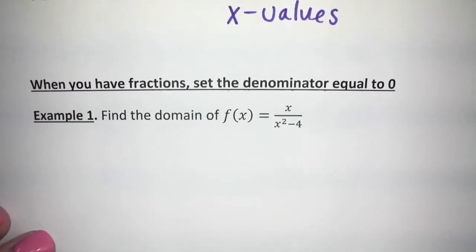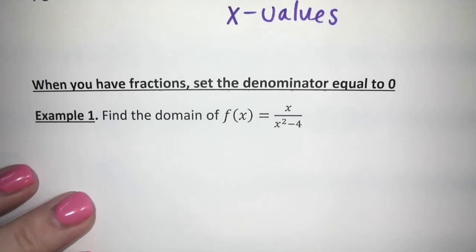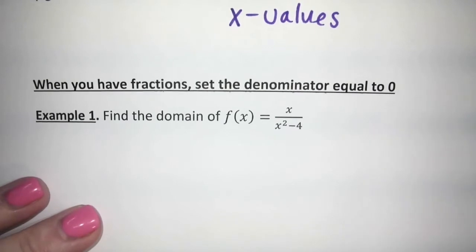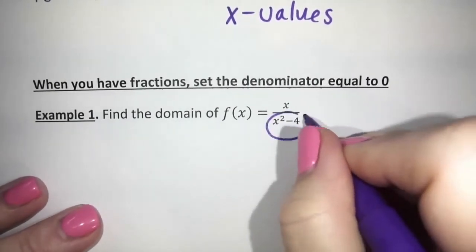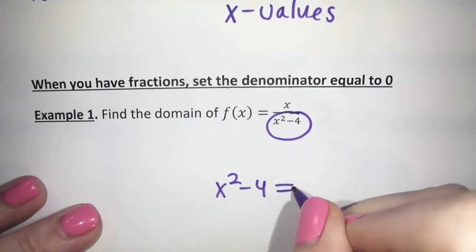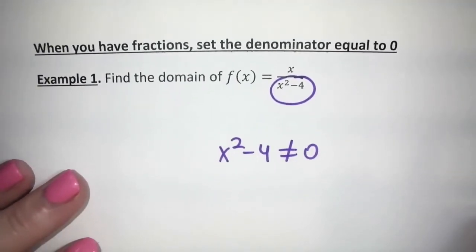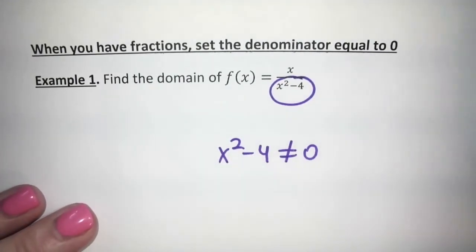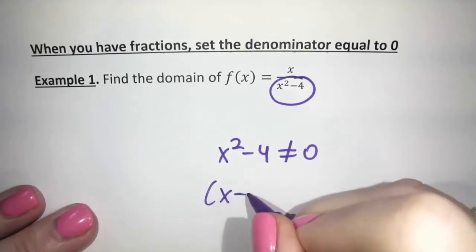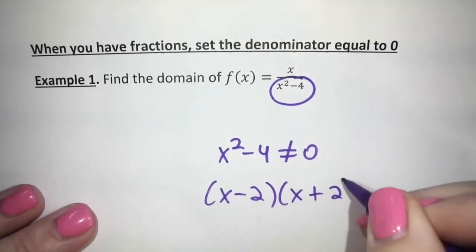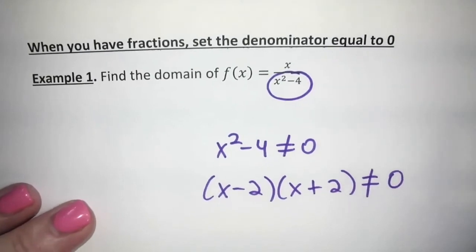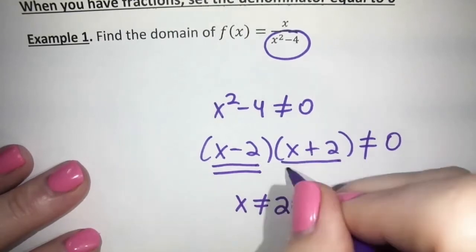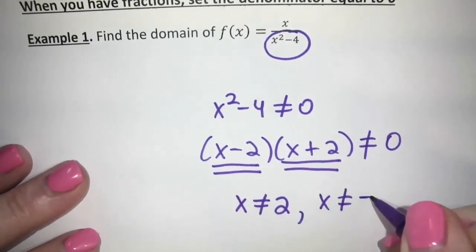The first case is when you have a fraction. When you have fractions, set your denominator equal to 0, and that's how you'll figure out what values you can and cannot have. The bottom cannot be 0. We cannot divide by 0 in the real numbers. So we've got f of x is x over x squared minus 4. We set the bottom, x squared minus 4, cannot be 0. Factor that, a difference of squares, so x plus 2 and x minus 2 in any order cannot be 0. If x minus 2 cannot be 0, then x cannot be 2. And if x plus 2 cannot be 0, then x cannot be negative 2.